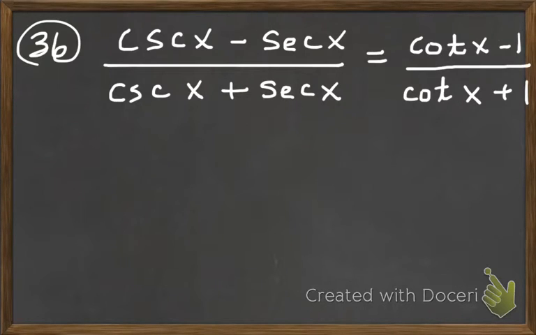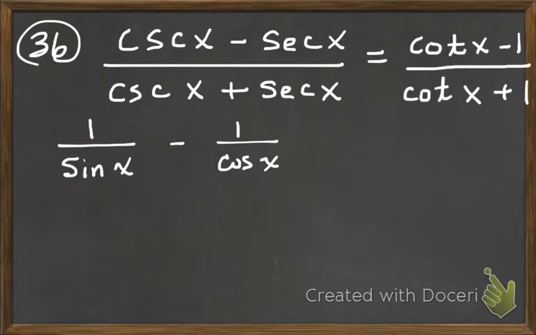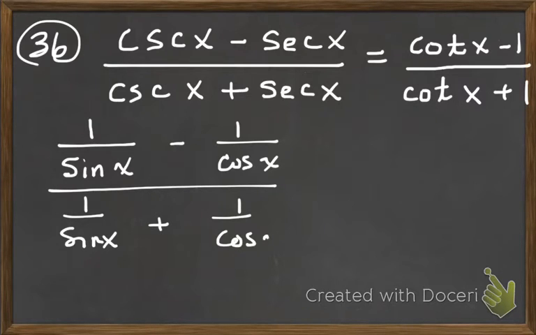But I could turn everything into sine and cosine. If you can't think of anything else to do, pick a side and turn everything into sine and cosine and work with it from there. So I'm going to pick the left-hand side. Cosecant turns into what? 1 over sine of x. Secant turns into 1 over cosine of x.